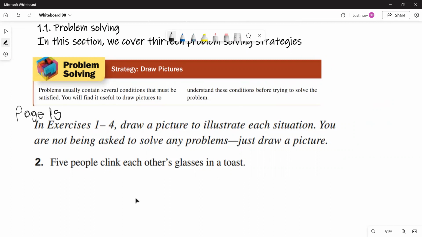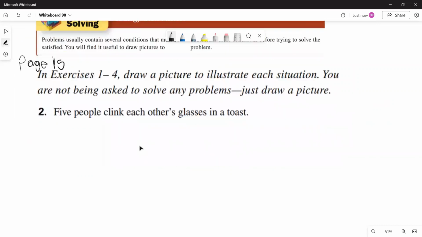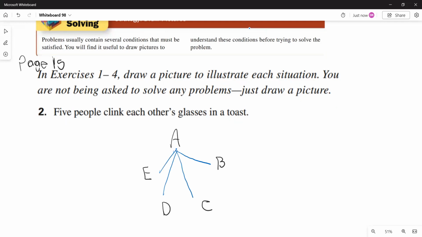Okay, the situation is that 5 people clink each other's glasses in a toast. And all we're doing is drawing a picture. We're not solving any problems. So let's say we have 5 people. We're going to call them A, B, C, D, and E. It says 5 people clink each other's glasses in a toast. Okay, so person A corresponds to 4 people. Then person B, A to B is the same as B to A, but B corresponds to C.